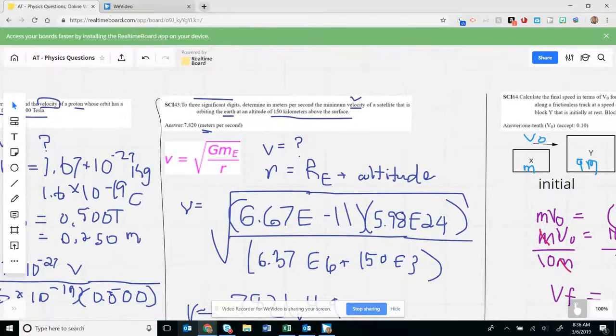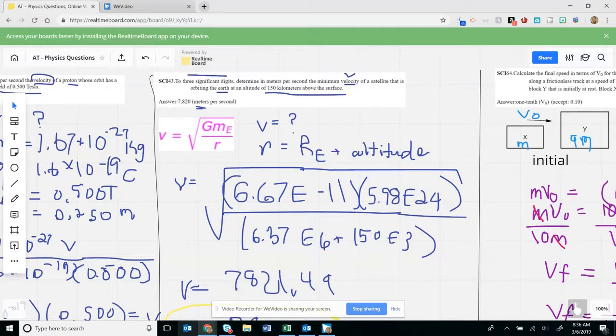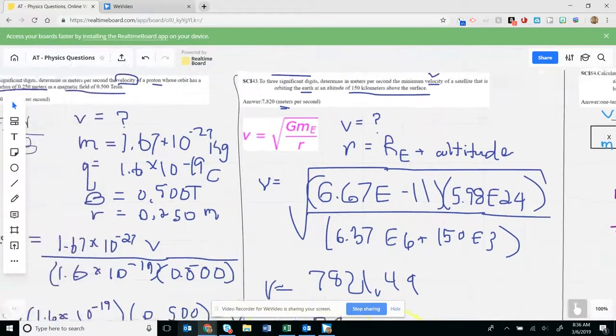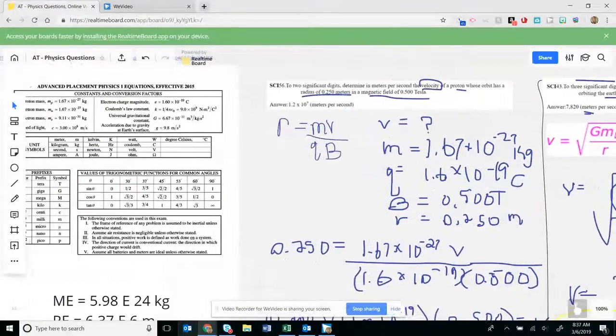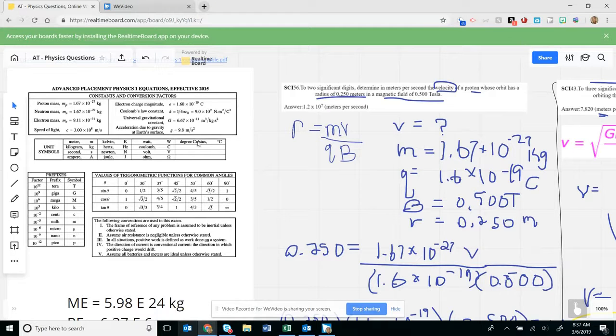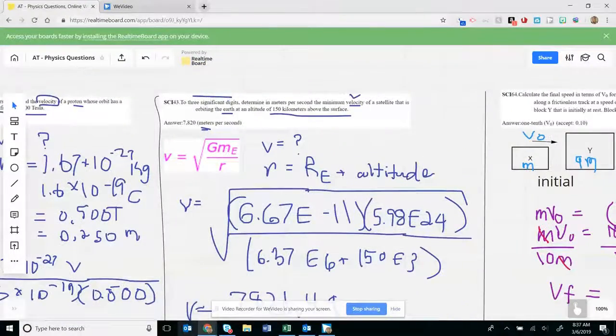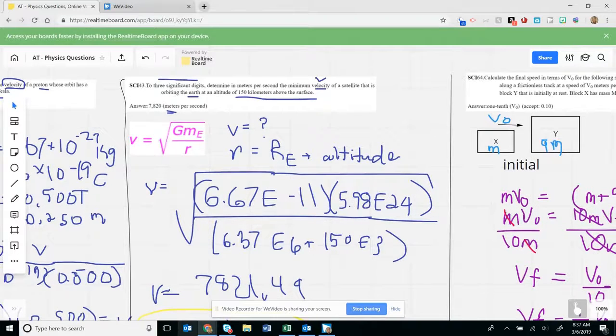Okay, next one, we are looking for 3 significant digits to determine, in meters per second, the minimum velocity of a satellite that is orbiting the Earth at an altitude of 150 kilometers. So the universal constant G is in meters, and if I go back over to that constant sheet, you can see it over here. The units are bizarre and not something you probably have to memorize, but meters cubed, kilograms, seconds squared, which really just means that in doing any calculation with G, I have to have any distance values in meters as well, or the units aren't going to work out right. So when they're giving us kilometers here, we definitely will have to convert that to meters.